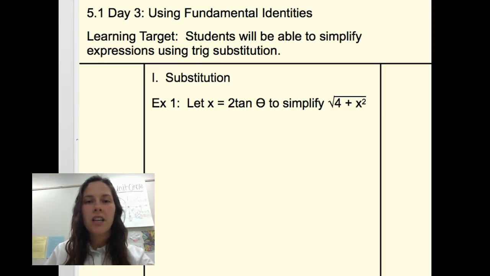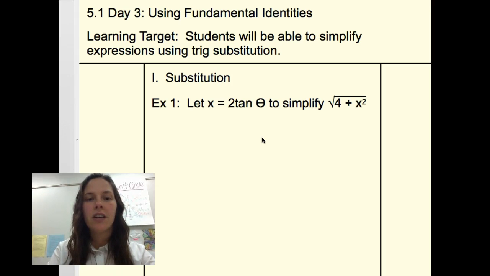In this lesson we're going to take a look at how to use the trig identities that we've seen to simplify expressions and then to solve for missing trig functions. So, starting with trig substitution, we've got the expression square root of 4 plus x squared, and we're asked to simplify it knowing that x is 2 times the tangent of theta. So we're first going to start by replacing x with 2 times tangent of theta.